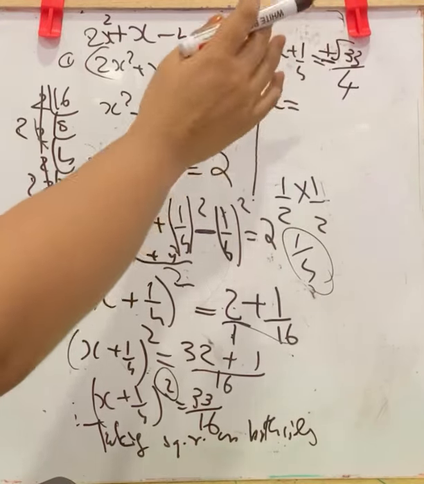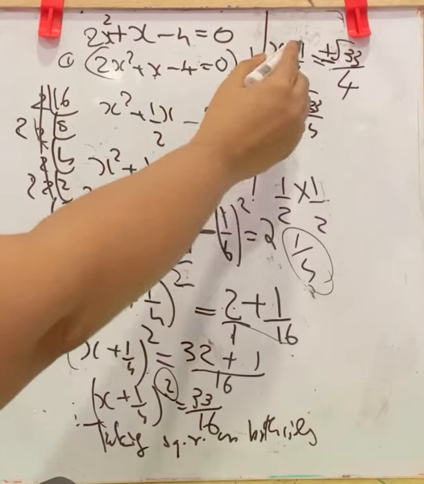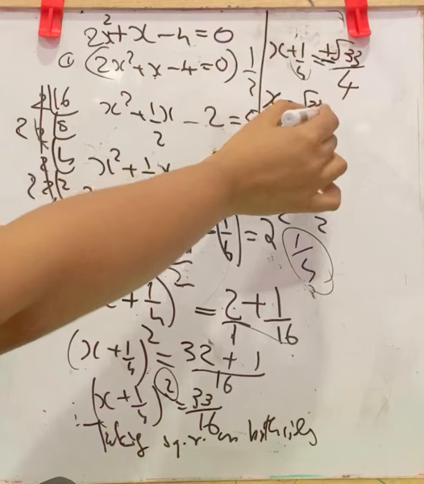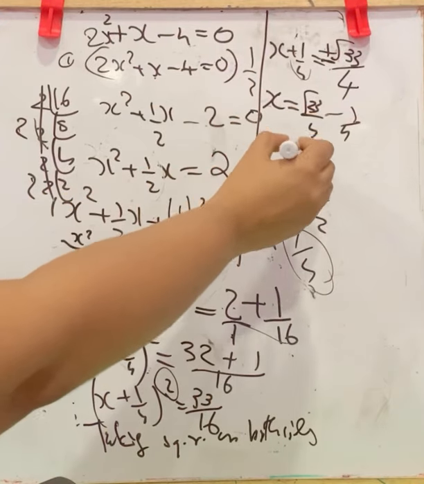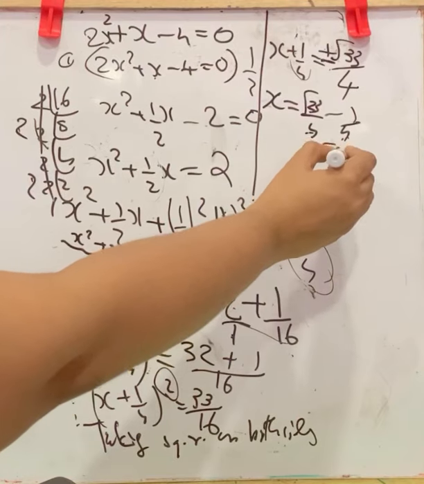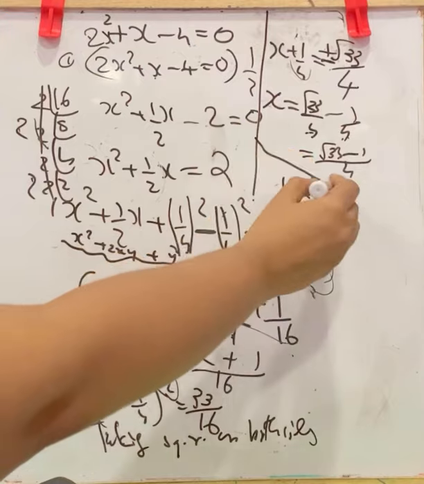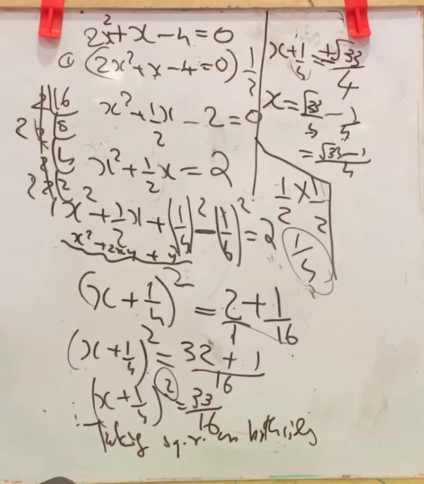First we will consider plus root 33 by 4. That is, x plus 1 by 4 equals root 33 by 4. Taking plus 1 by 4 from LHS to RHS, it becomes minus 1 by 4. Here the denominators are the same, so the numerator we can write like this: x equals root 33 minus 1 whole by 4.